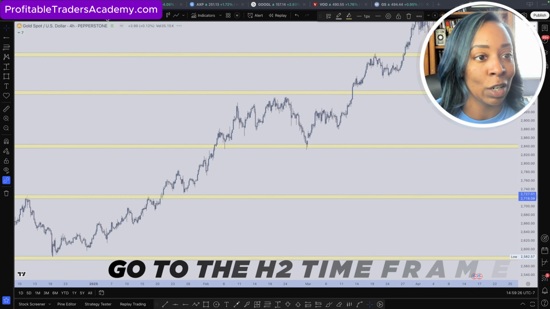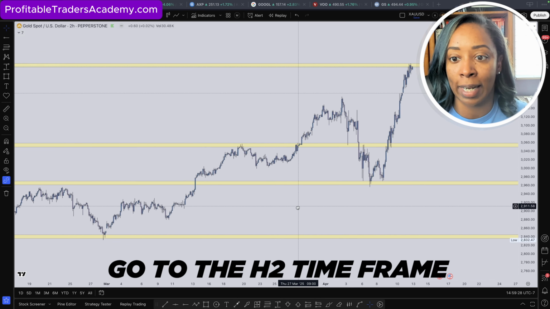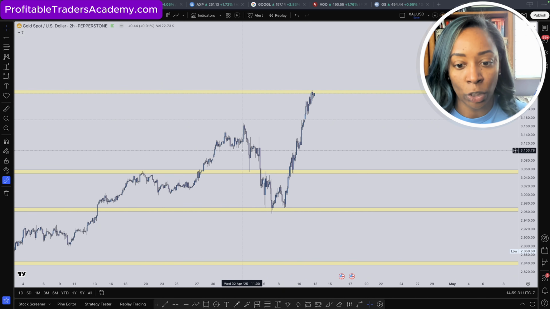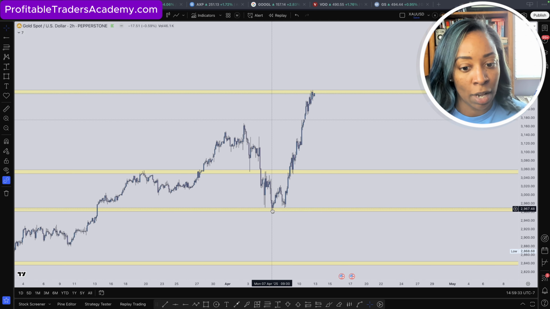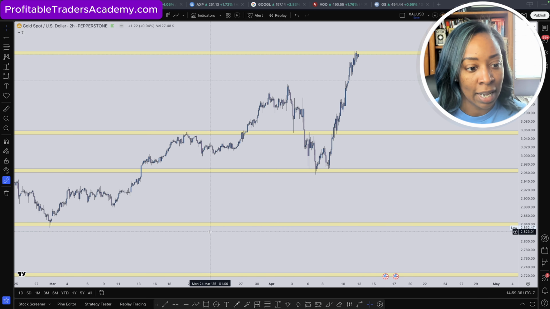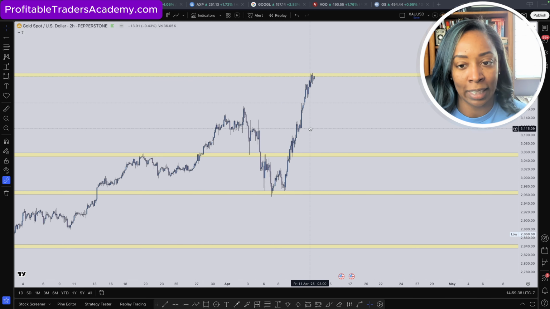So let's go ahead and go to the H2 time frame. Okay, great. So still looking great. This is looking even better now. This is still looking good, and this level right here is still looking good.